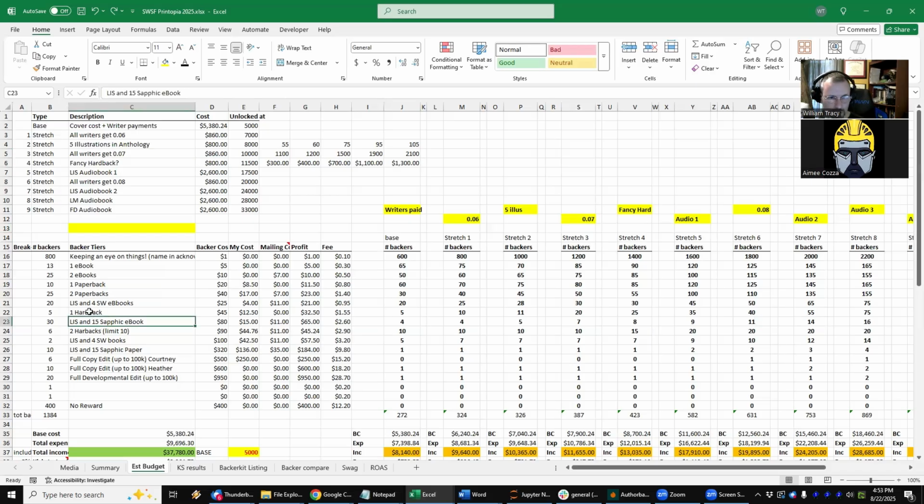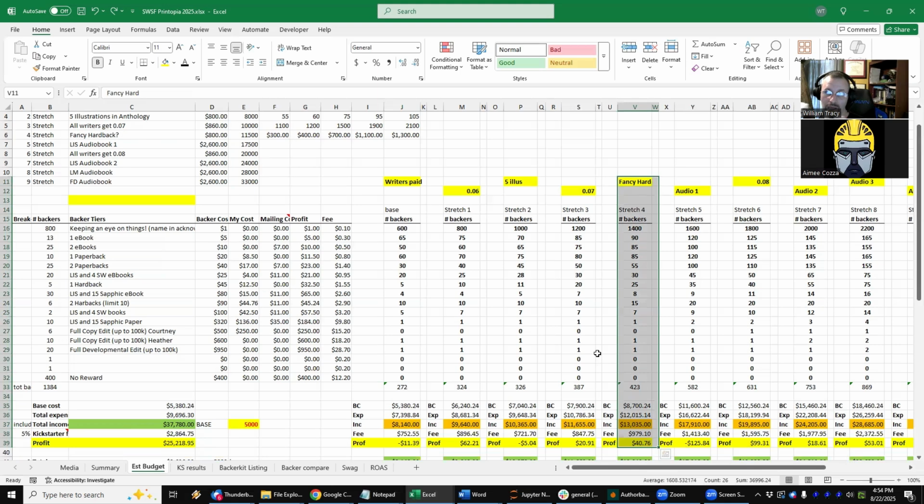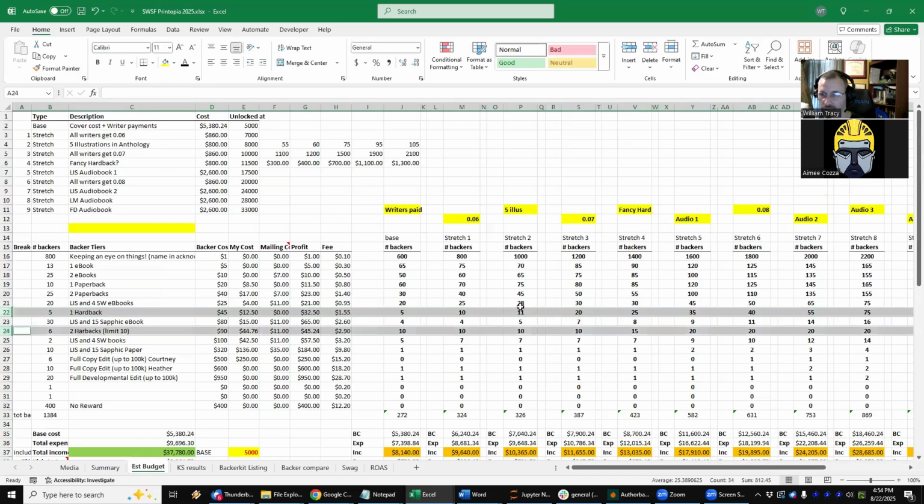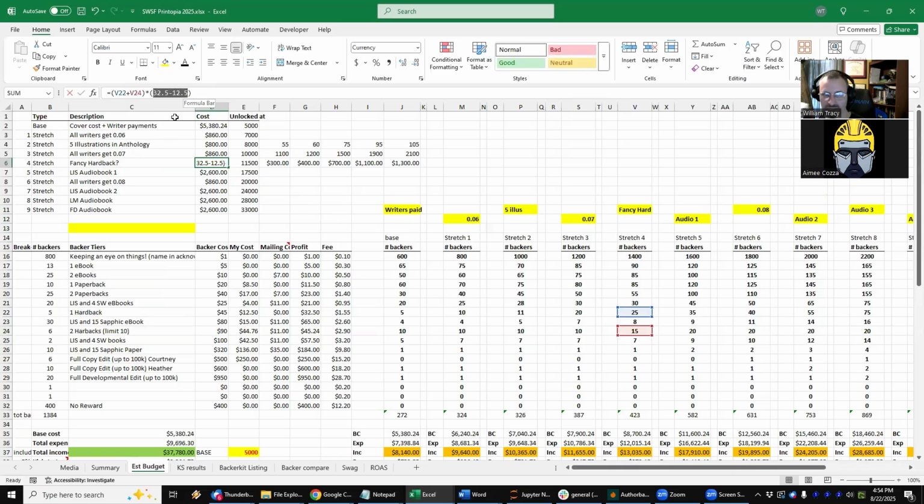So one of my pledge levels here is a hardback. Once I hit this goal, my fourth stretch goal here, I'm going to make a hardback that has more features, which means it's going to cost me more. So this is actually calculated by the people who are backing the levels that have hardbacks, times this, the difference in production costs from estimated for this fancy version of the hardback versus my regular version. One's $32.50 for the fancy version, one's $12.50 for the non-fancy version.